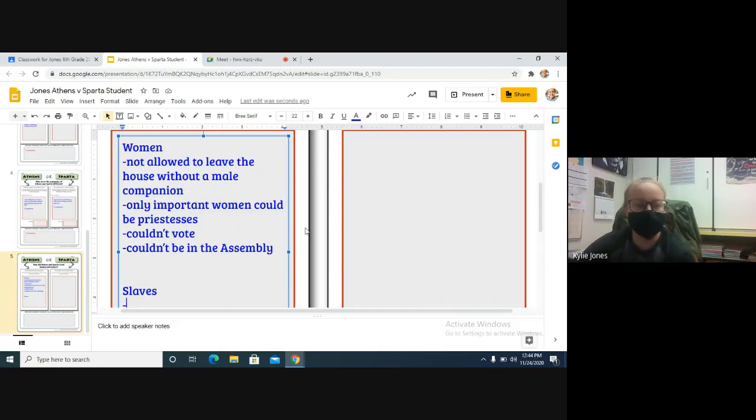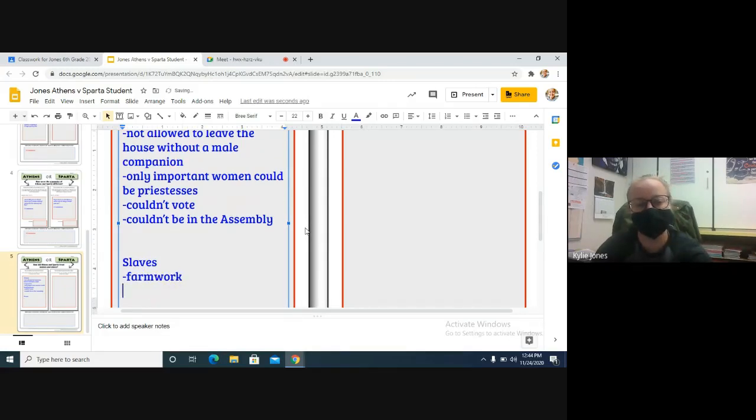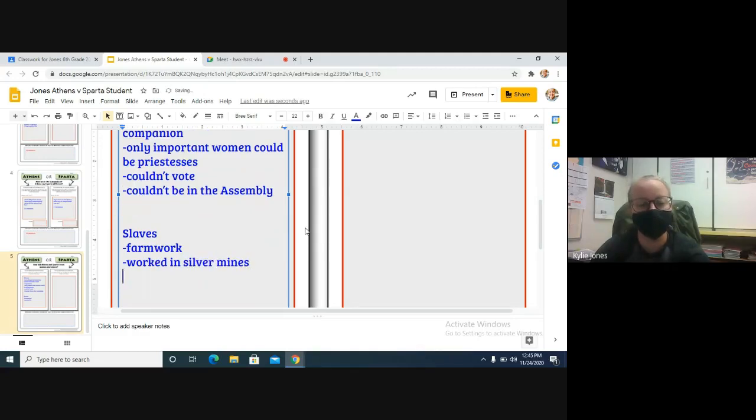So let's look at the slaves. How were slaves treated then? They did farm work. Alex? Yep, what type of mines? The unlucky slaves worked in the, what type of mines though? Silver mines. If I was a slave, you know what I'd do? I'd keep one in my pocket. Good luck with that.